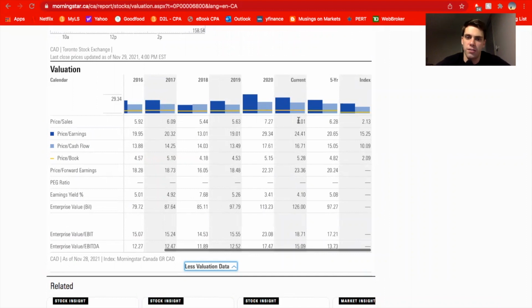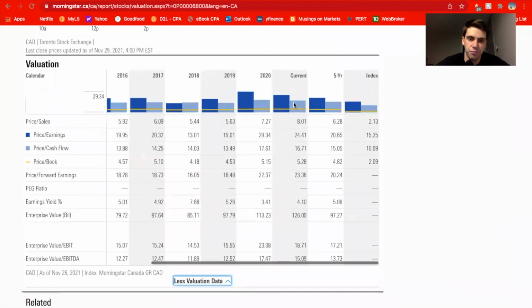So their current price to sales ratio is about 8, as we can see here. I'll zoom in there. So price to sales ratio is 8. The 5-year average is 6.3. So it's expensive in relation to sales. Their price to earnings ratio is about 24.4. And the 5-year average is about 20.6.